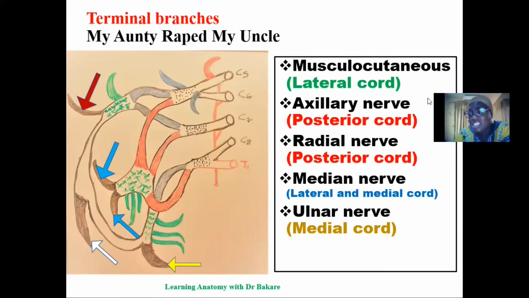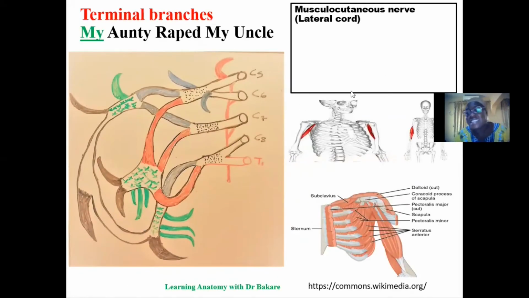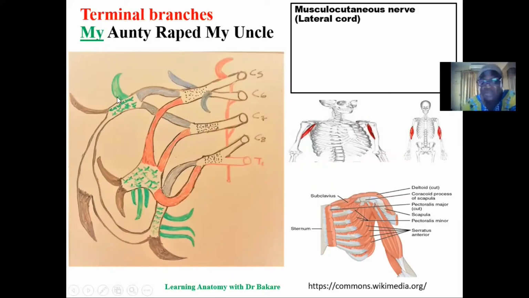So let's look at each of these nerves one after the other to see what they supply and also the action that they exhibit. The musculocutaneous nerve, we say it emerges from the lateral cord.